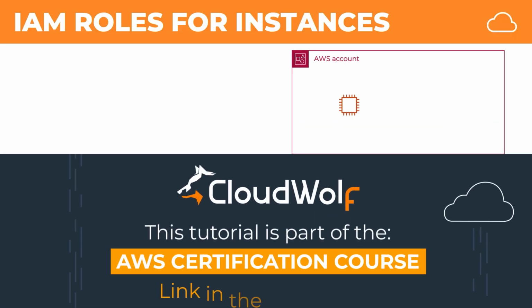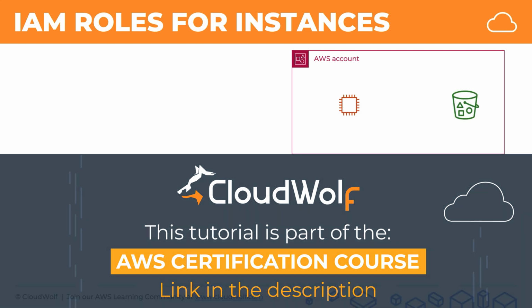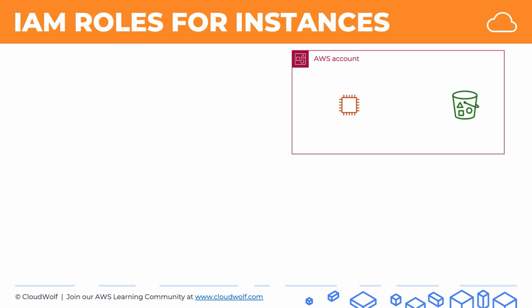Today we're talking about IAM roles for instances. Let's say you have an instance that needs to access an S3 bucket. For example, you're doing machine learning on your instance and you need to get data from this S3 bucket.